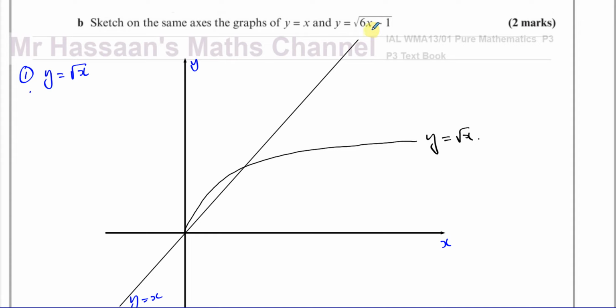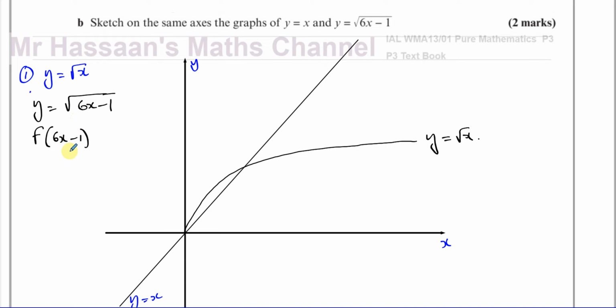But here we have a couple of transformations that have taken place. We have the square root of 6x minus 1 to sketch. When you have a transformation like this of the parent function, everything taking place is inside the function. You're not multiplying the whole function by anything. You're changing what's inside the function. The x has been replaced by 6x minus 1.